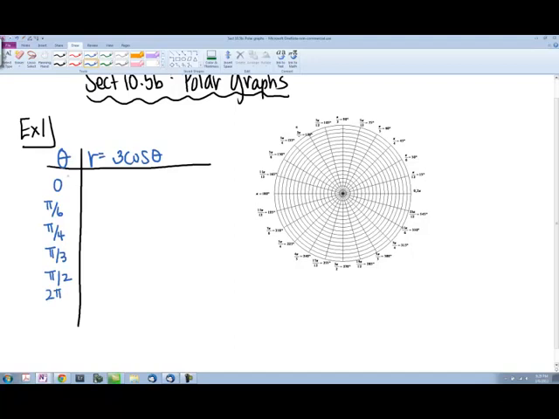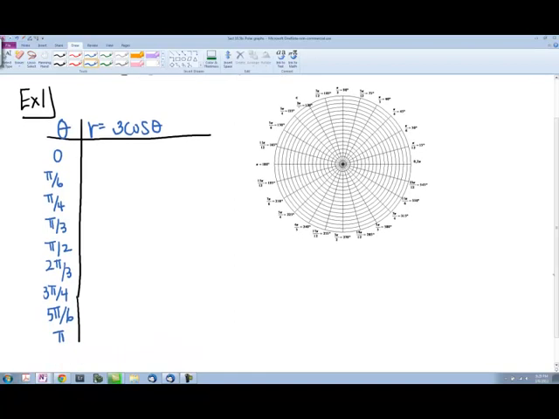So I'm going to go and list out 0, pi over 6, pi over 4, pi over 3, pi over 2, 2 pi over 3, and we're going to continue this on down, 3 pi over 4, 5 pi over 6, and pi. We'll stop with that for now. I don't know if any of you guys know what the shape of this graph is supposed to produce, but let's kind of just see what we have right now.